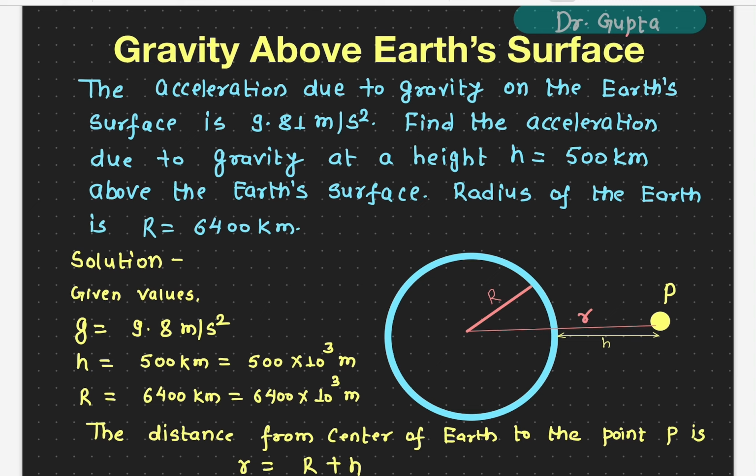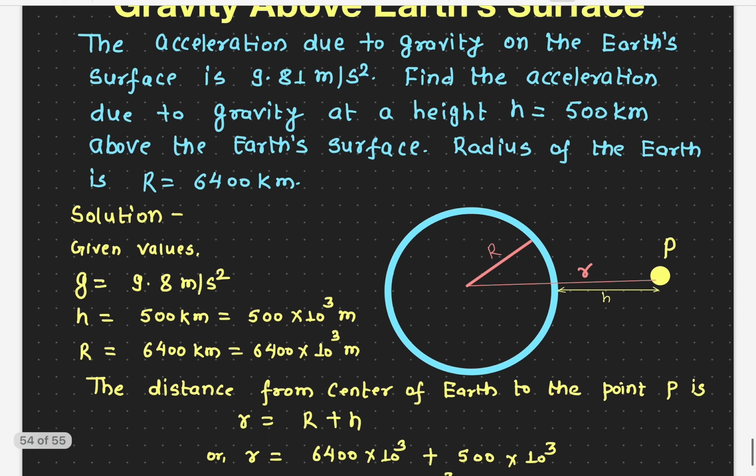So what are the given values? We already know that the acceleration due to gravity on the Earth's surface is 9.81. That's the average acceleration. And now we are interested in finding the acceleration due to gravity at a height of 500 kilometer from the Earth's surface. And the radius of the Earth is 6400 kilometer. So let's first write down all the important numbers.